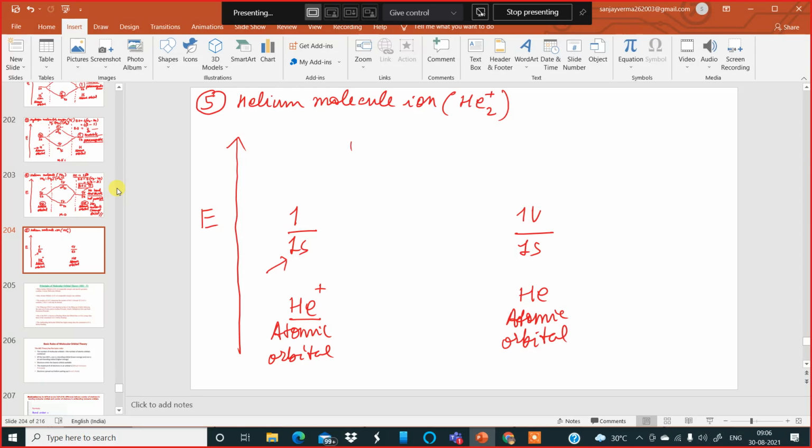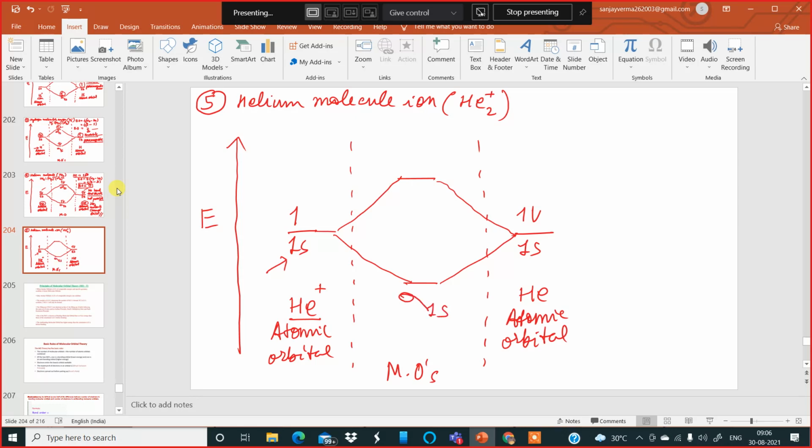And now after this, I will draw dotted lines to demarcate the atomic orbitals from the molecular orbitals this way. In the center, I will write over here molecular orbitals, and then I'll mix the atomic orbitals and make the molecular orbitals this way. So this one is sigma 1s, that is the bonding molecular orbital. This one is the anti-bonding molecular orbital, sigma star 1s.